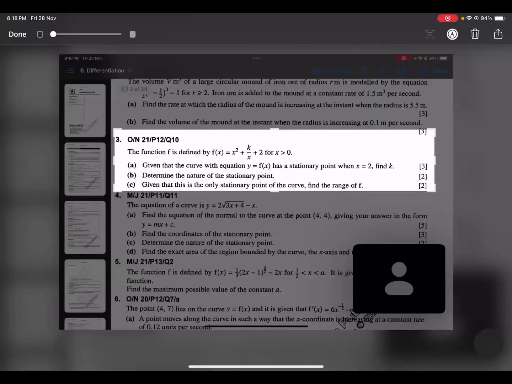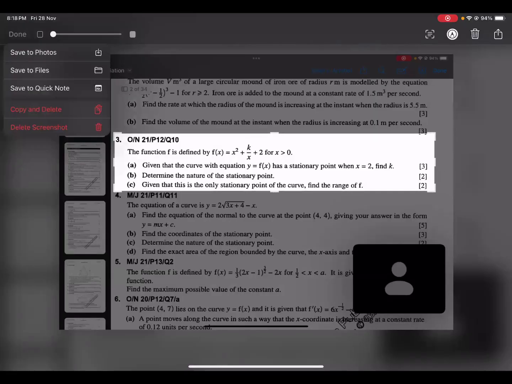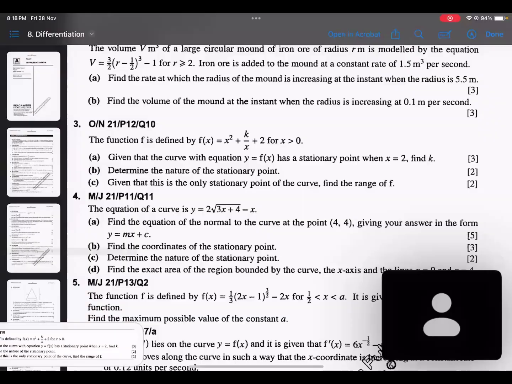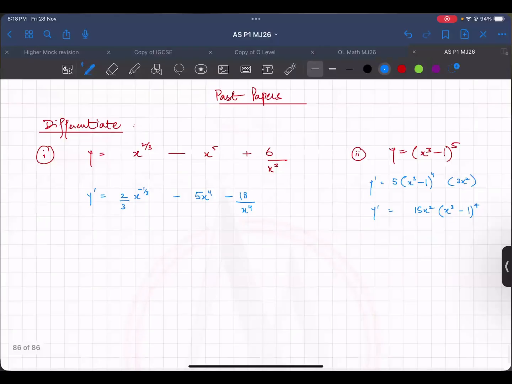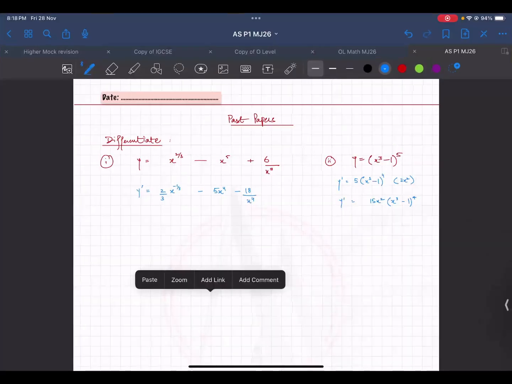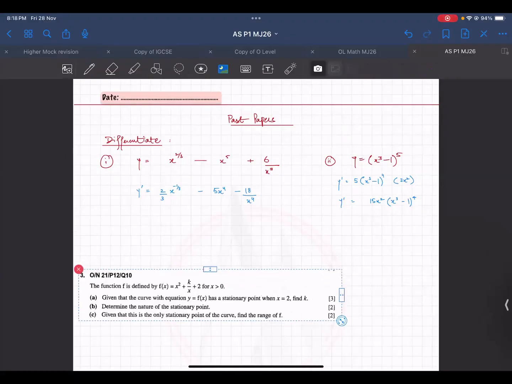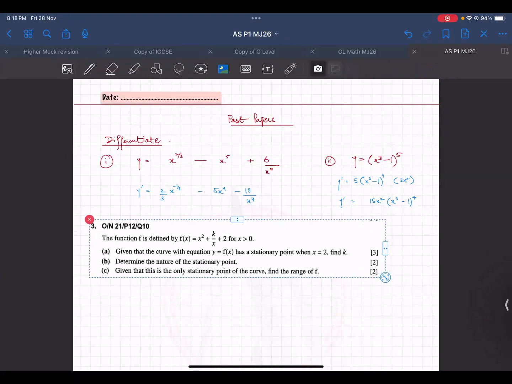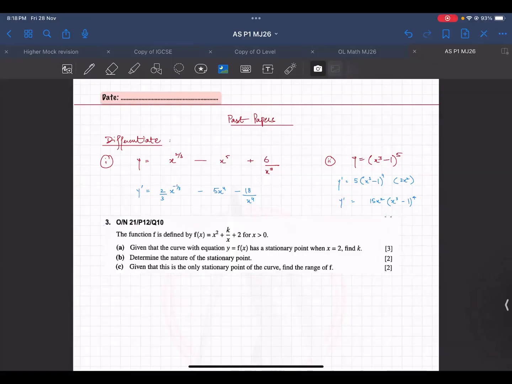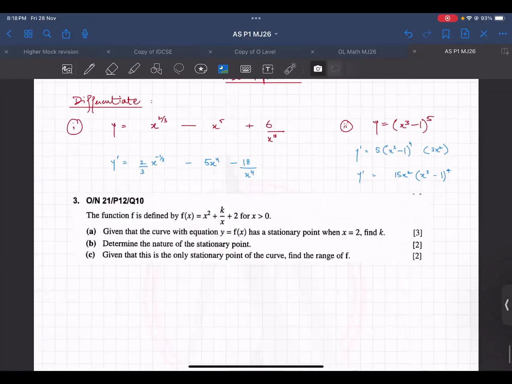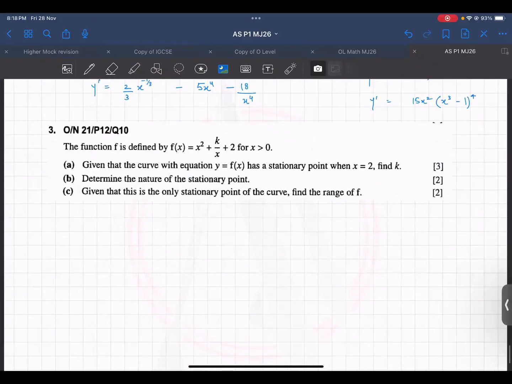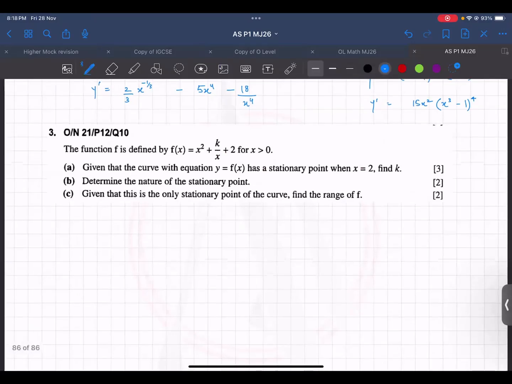Okay. So for today's class, we have completed the topic of differentiation in the last class, and we have revised differentiation basically with these two examples. Now we are going to attempt some past papers from differentiation, and now only integration is left. Okay, so the question is question 2021.